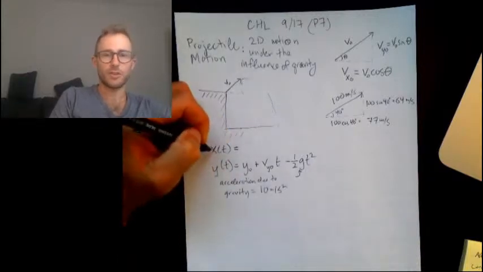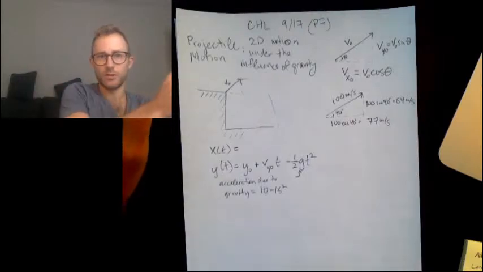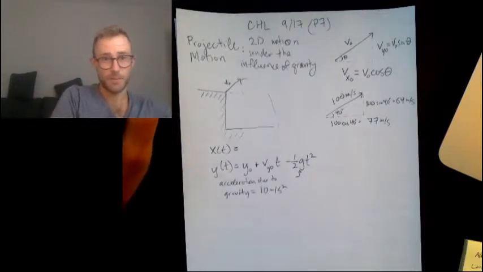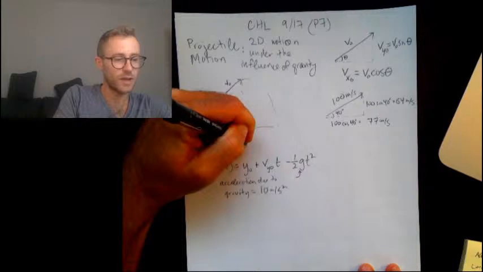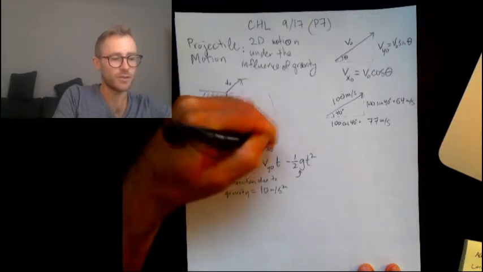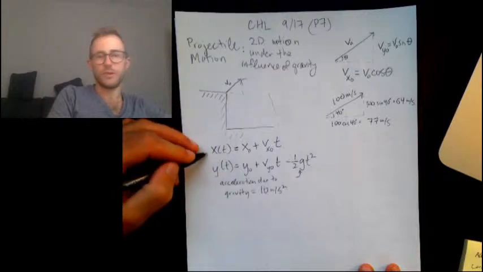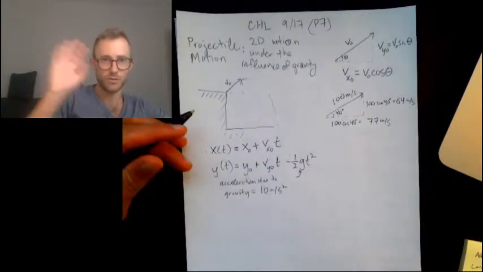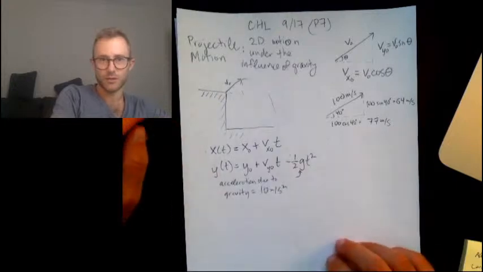The x of t describes how far horizontally the projectile has moved as a function of time, okay? So this is x naught plus v x naught times time. So notice how both of these are just copies of that first kinematics equation that we derived a couple classes ago. Okay.